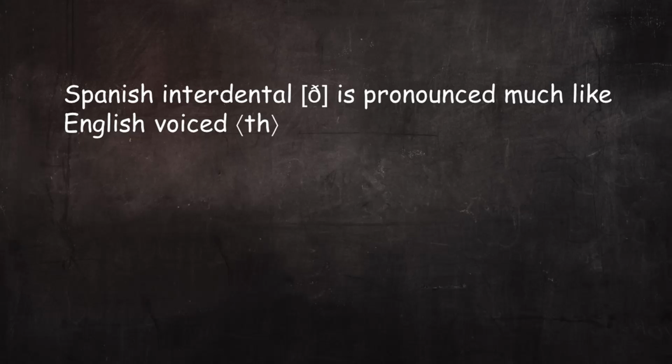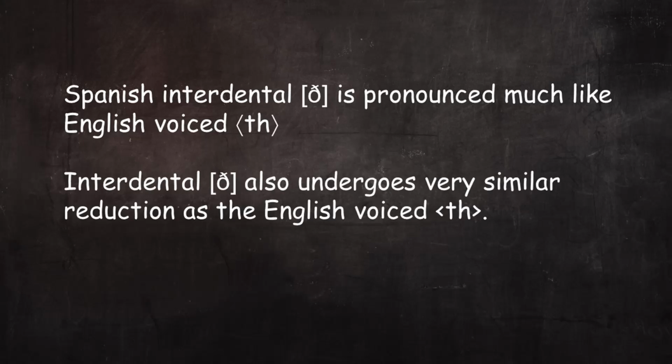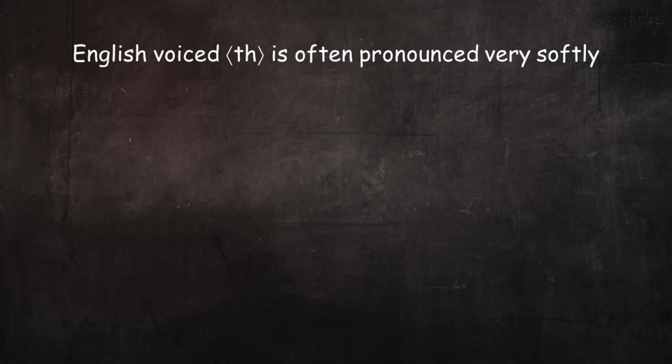Okay, so as we've already mentioned, Spanish interdental D is pronounced very much like the English voiced TH. Well, interestingly, the interdental D also undergoes very similar reduction as the English voiced TH. What I mean by that is that English speakers pronounce the voiced th quite softly depending on where it falls in a word, where it falls in a sentence, how quickly they're speaking, and other factors.